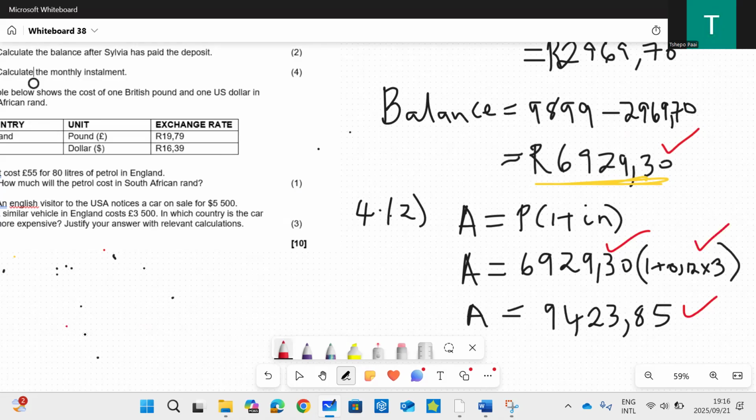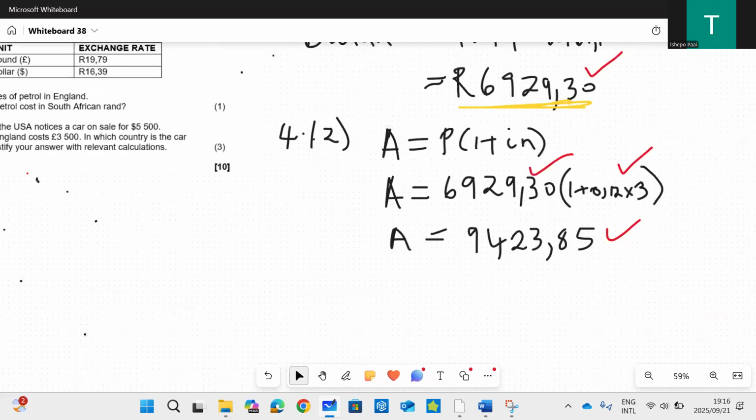Now, this money, R9,423.85, is the one that she's going to pay for 36 months, for 3 years. But we want this amount monthly. How much will it be? If we work it out monthly, how much will it be? Now, let's go to monthly payments and see.